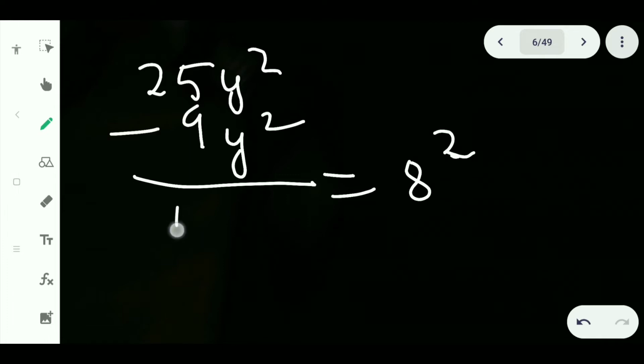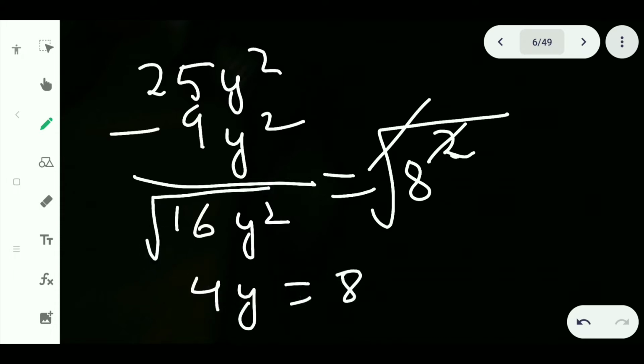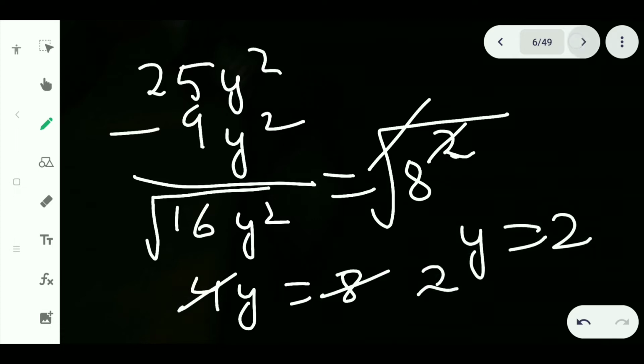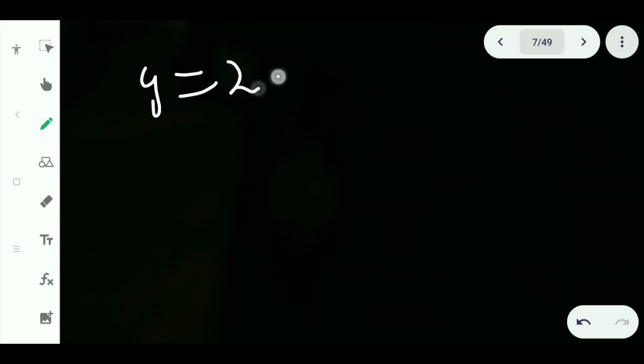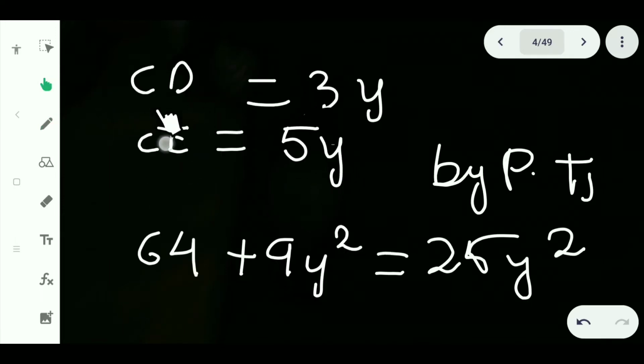So it is 16y square is equal to 8 square, and when you do square root on both sides you are getting 4y is equal to 8, your y is equal to 2. When y is equal to 2, you are getting here CD.